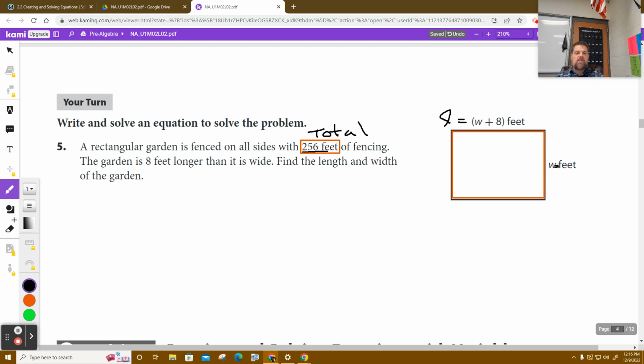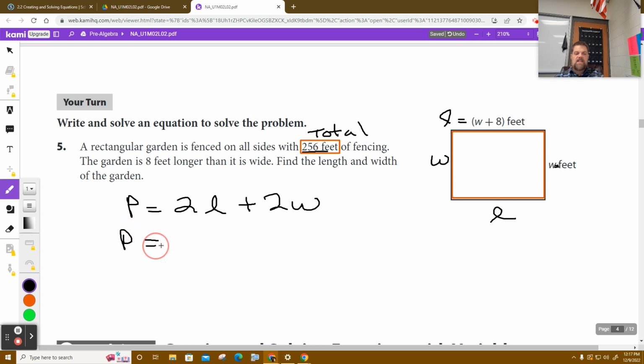It says find the length and width of the garden. Well, what do we call the fencing? What mathematical term are we talking about when we talk about going around the outside of the rectangle? Perimeter. So the formula of the perimeter is equal to 2 times the length plus 2 times the width. And the reason we say 2 is because rectangles have a width and a width that are the same, and a length and a length that are the same.